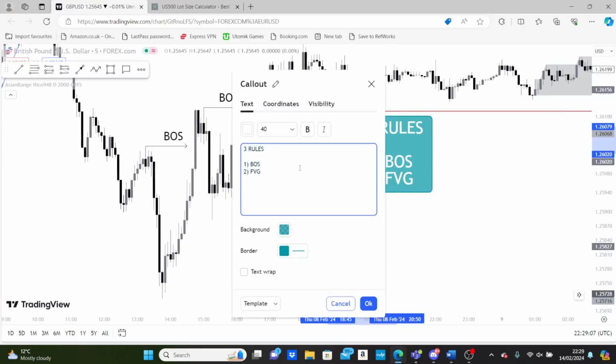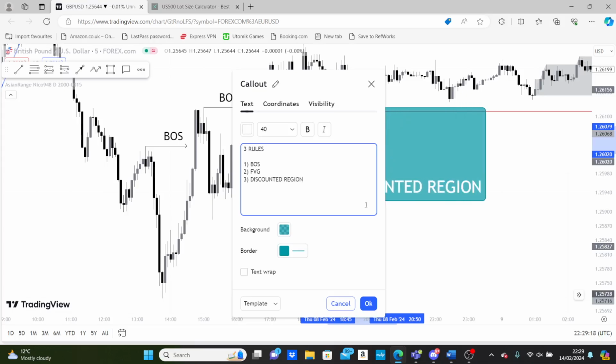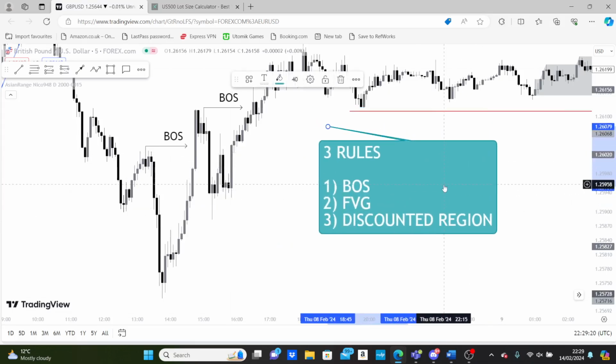Right? Time specific, right? ICT is all about time and then price. Time is critical. And the third thing we're looking for is we want our fair value gap, or therefore our order block, to be in the discounted region, right? Because we're looking to buy. If we were looking to sell, we would want our order block to be in the premium, right? But because we're buying, we want it to be in the discount.